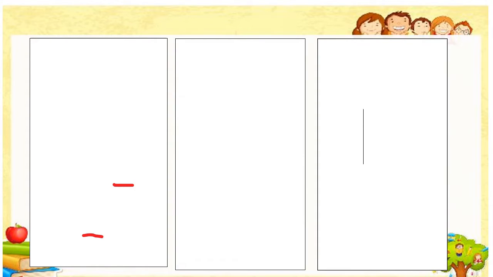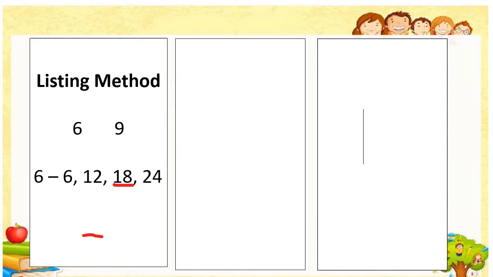Okay. Meron akong ipapakita sa inyo. We have here 3 tables. We have the listing method kung saan makikita natin yung pagkakapareho nila ng sagot. You're using 3 ways pero iisa yung lalabas na sagot. So, we have here the listing method. Ililista lang natin si 6 and 9.